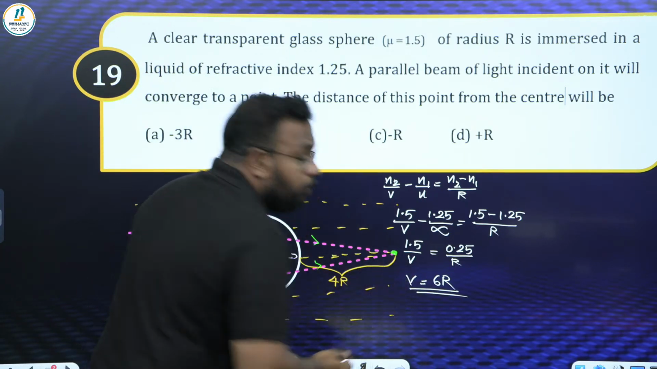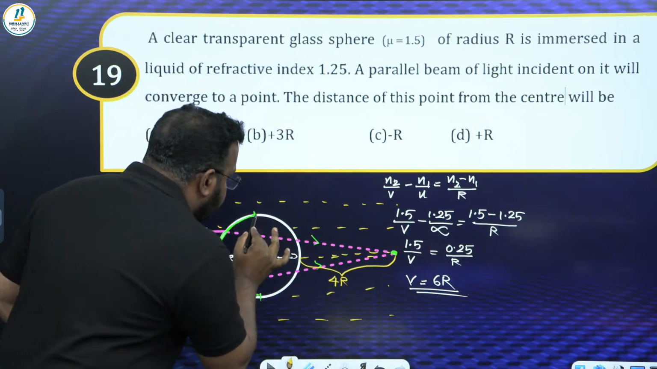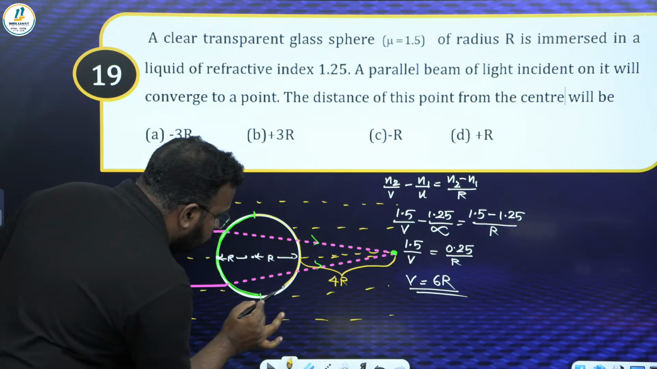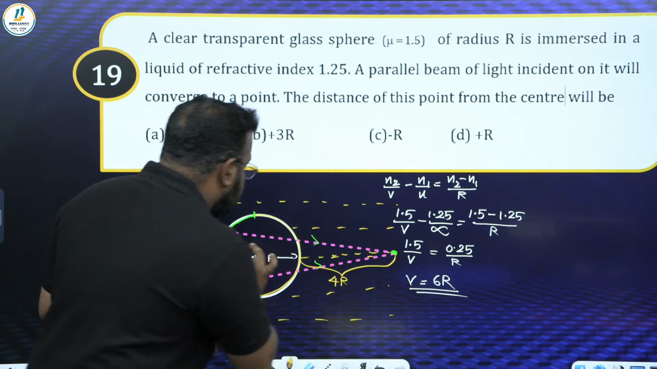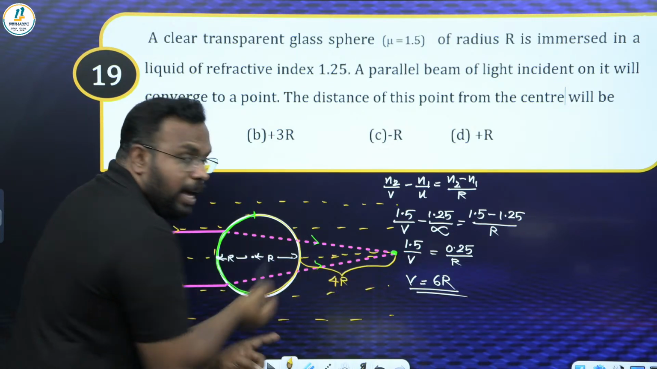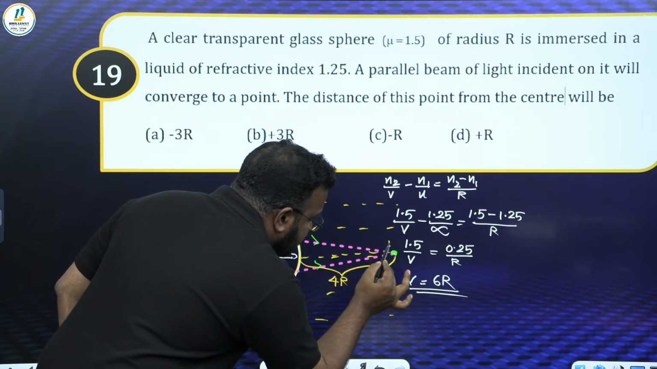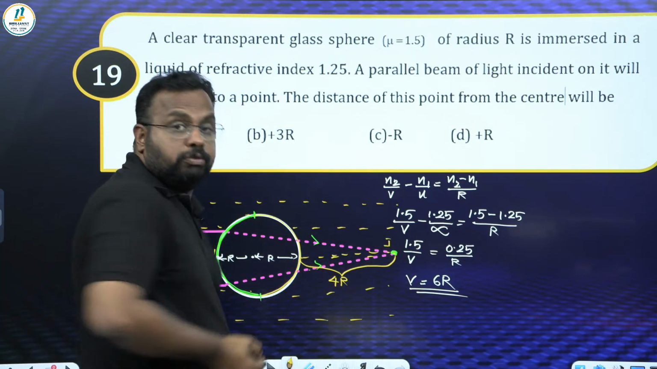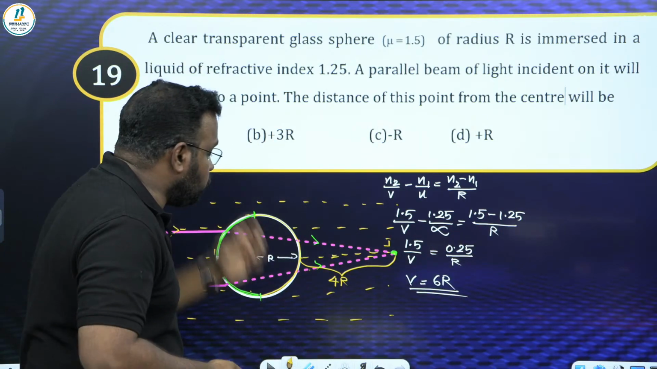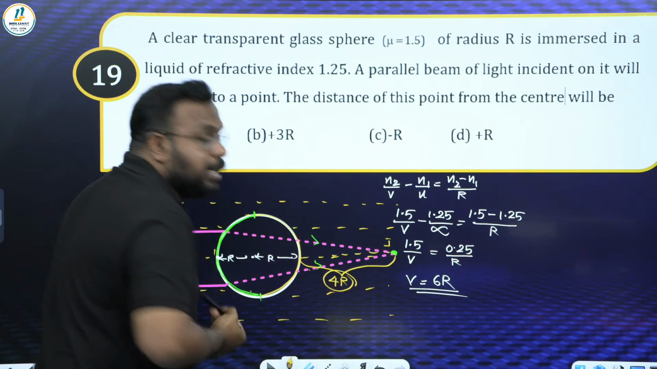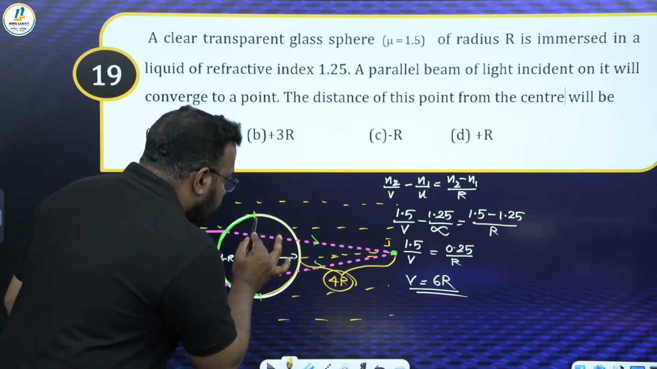Now remember, we need the distance to the final image. The final image will be formed after the refraction from the second surface. In Lensmaker's formula derivation also we use the same concept: the image formed by the first surface will act as an object for the second surface. Here the intermediate image is formed at 4R distance. That image will act as an object for the second surface, so the object distance is 4R.